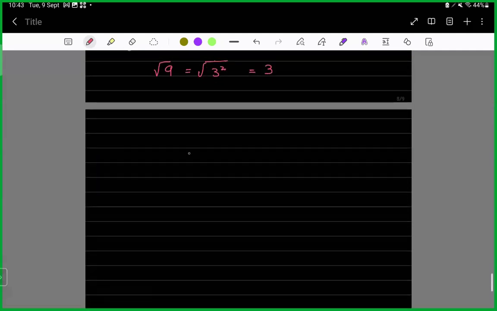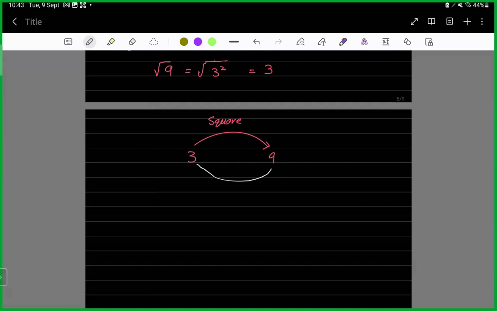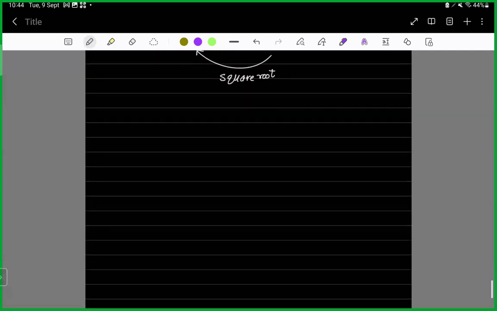For example, if you have a number 3 and you're getting 9, we say it is a square. If you want to go back, if you're getting 3 from the 9, then it means it is a square root. So we call it the inverse process. We can do the same thing for another number as well. For example, let's do it for 5.